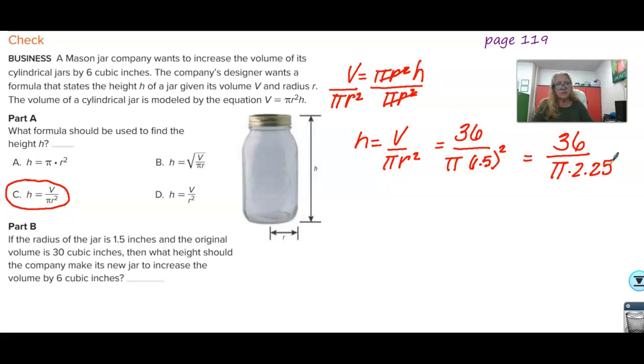So then when we put this in the calculator, we can do 36 divided by pi times 2.25. And I get 5.093, something like that. So that's the height that they should make the new jar to increase the cubic inches by 6.